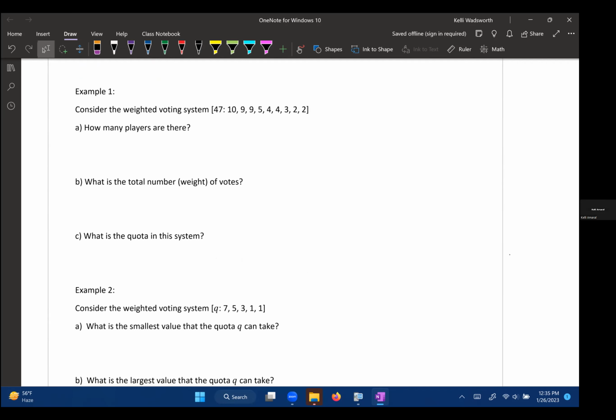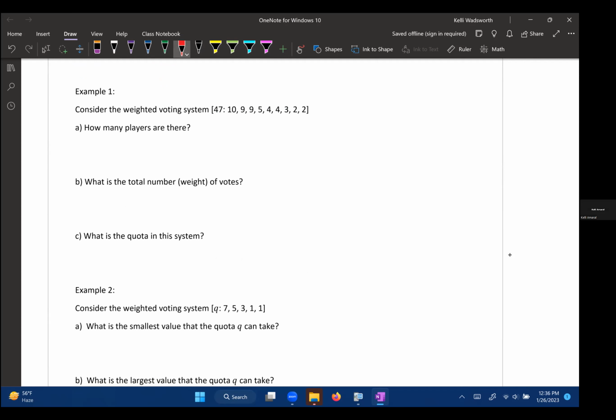All right, consider the weighted voting system. So we've got this lovely weighted voting system here, and it's asking us some questions. How many players are there? What is the total number of votes, or the total weight of all the votes together? And then what is the quota in the system?